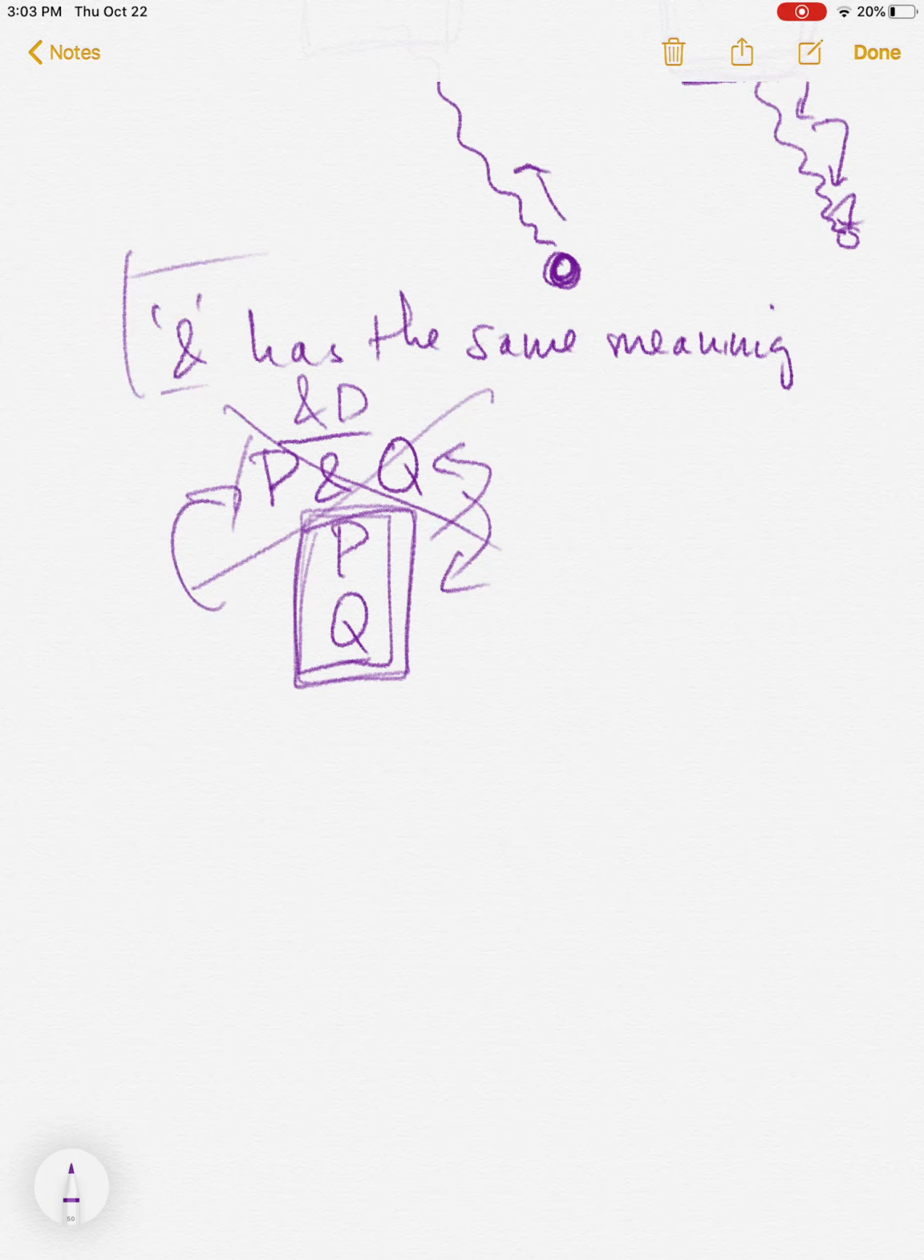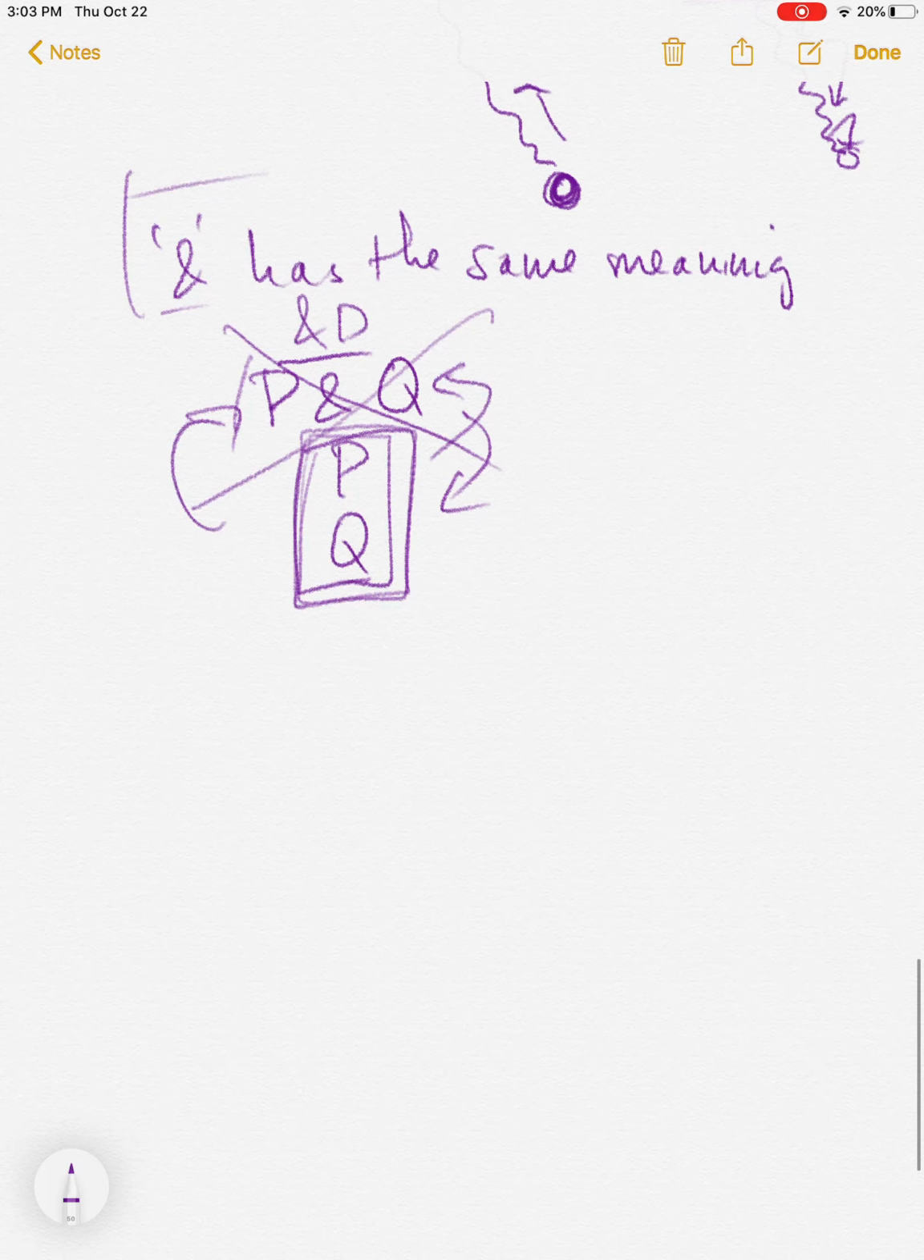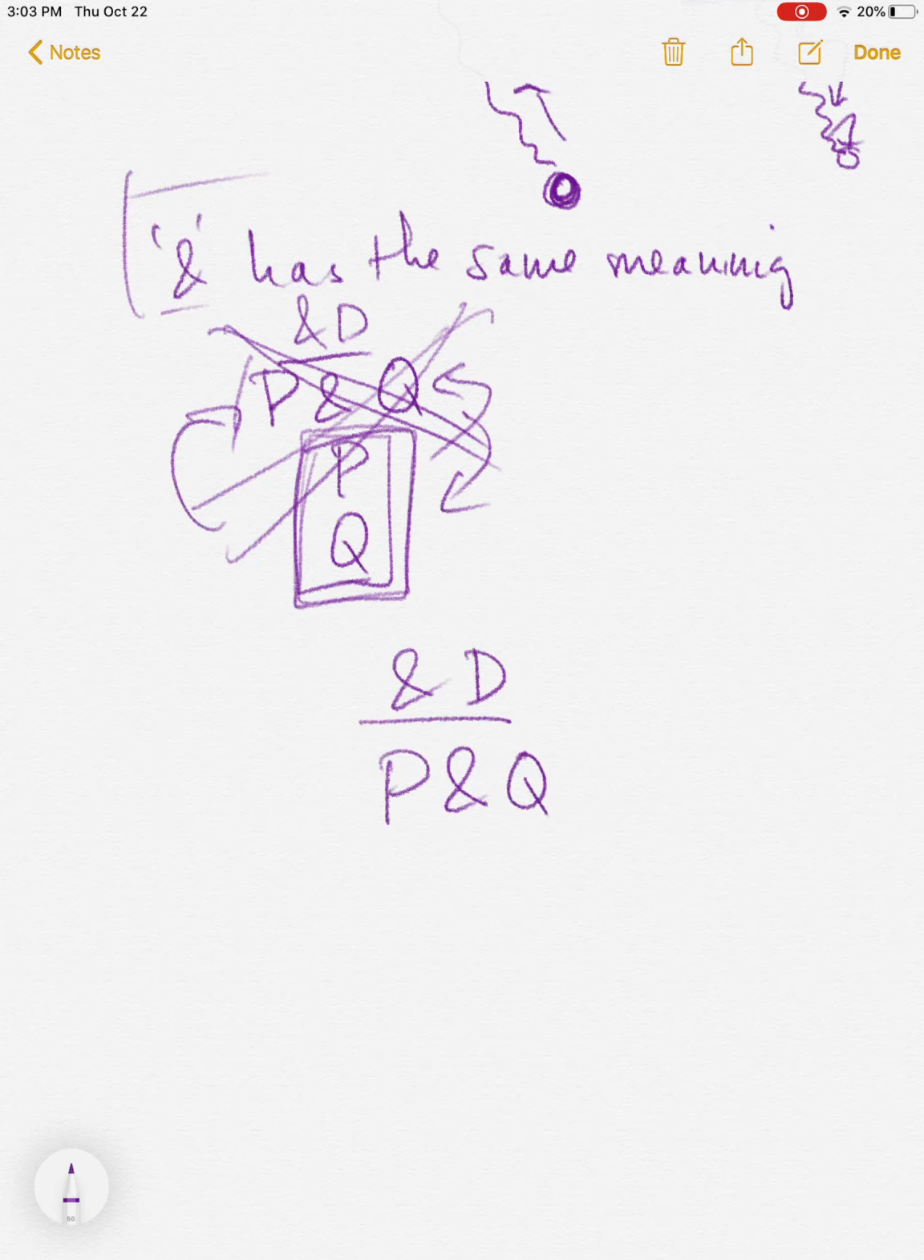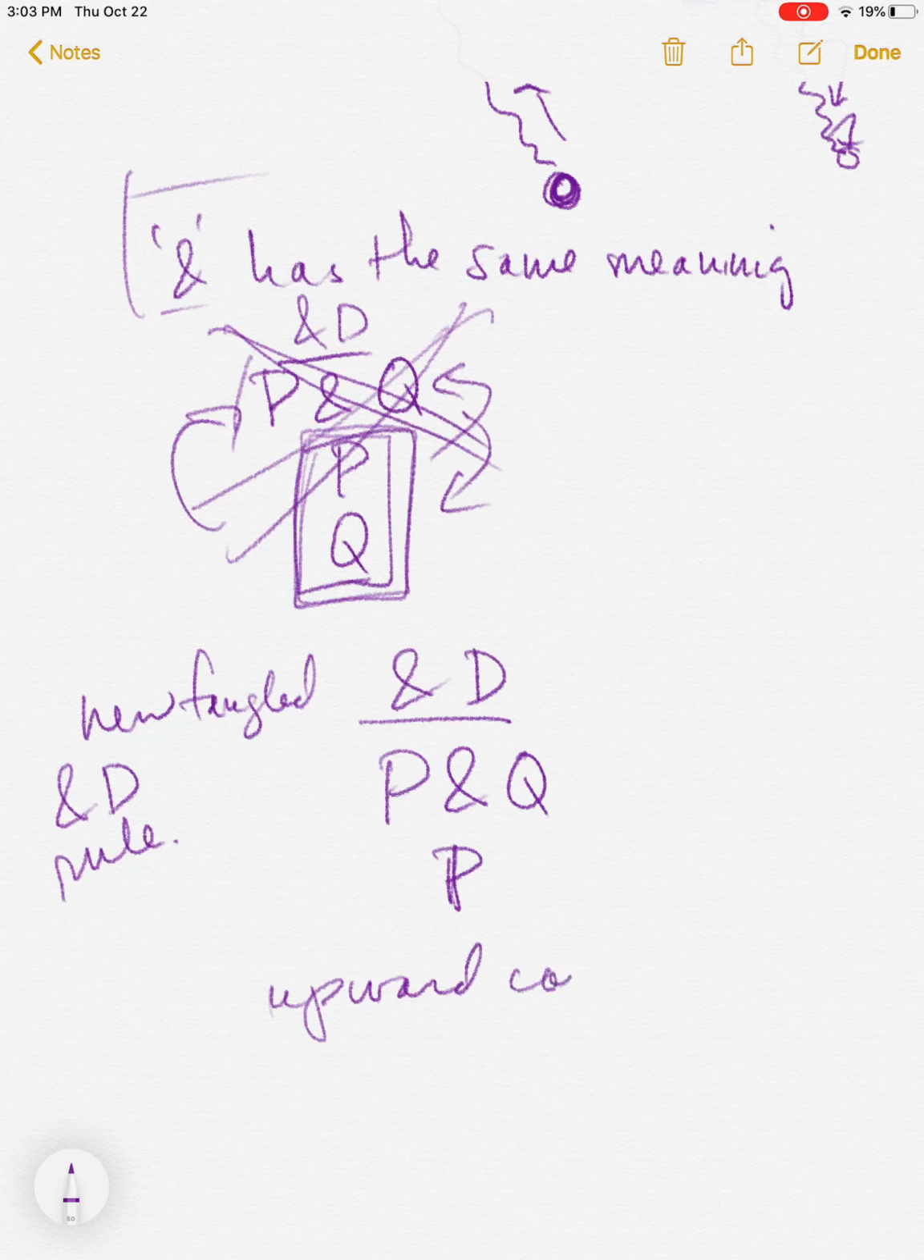conjunction decomposition rule true. Okay, so suppose that we change the rule. No more this rule. Suppose now the rule we decide on is this: when you see a conjunction of P and Q, you just write down P. So here's our newfangled conjunction decomposition rule. Is it upward correct? What do I mean by that?